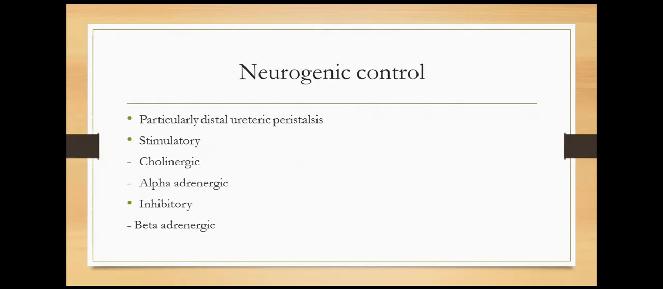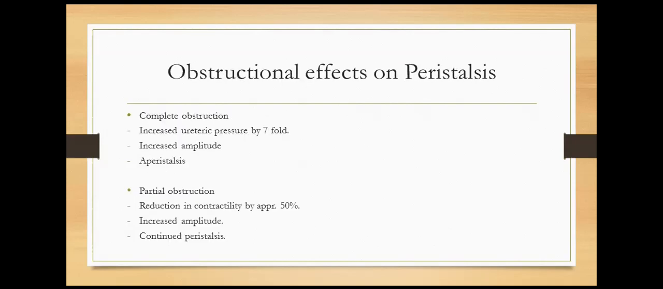You still get peristalsis. So, in summary, the obstruction effect on peristalsis: with complete obstruction, you get increased ureteric pressures by 7-fold, increased amplitude, and most importantly, aperistalsis. That ureter never moves. Whatever is blocked, it will never come out. And with partial obstruction, you get reduction in contractility by approximately 50%, increased amplitude as well. But what's good to note, and hence the previous slide, is that you still get continued peristalsis, and hence one could excite those peristaltic channels to ensure whatever intraluminal blockage or obstructive cause is there could be expelled or egressed.